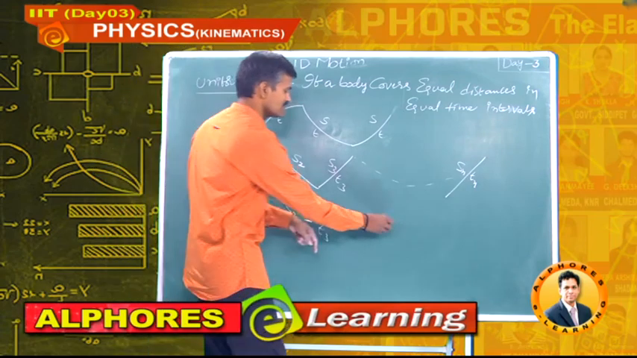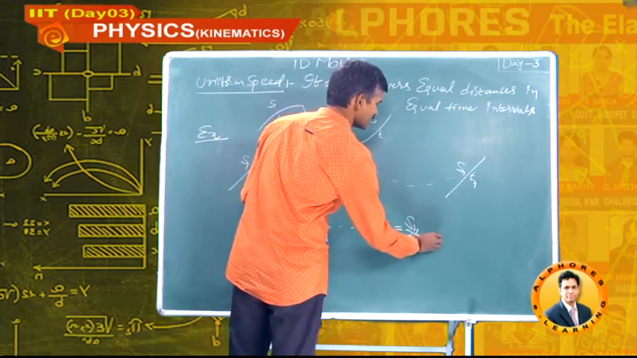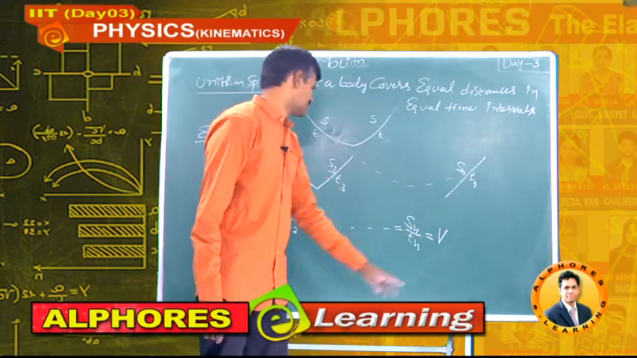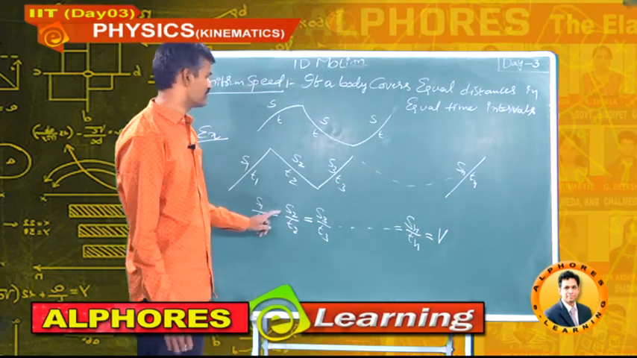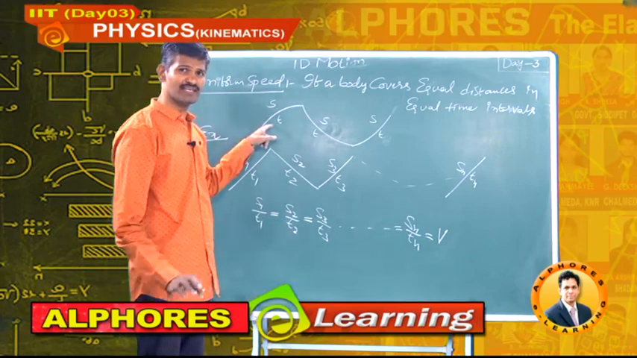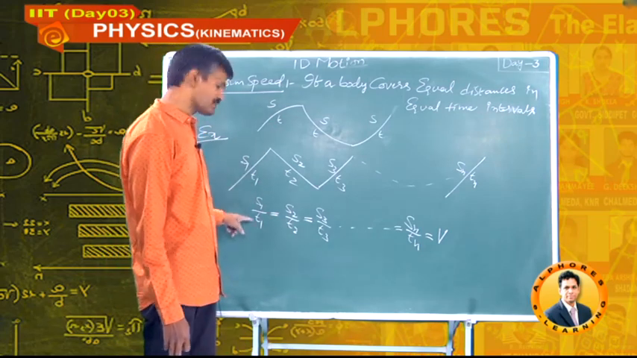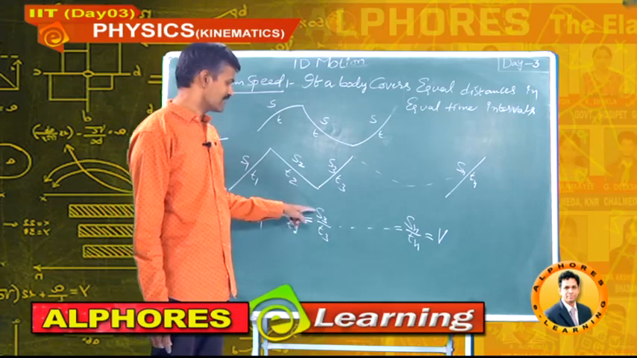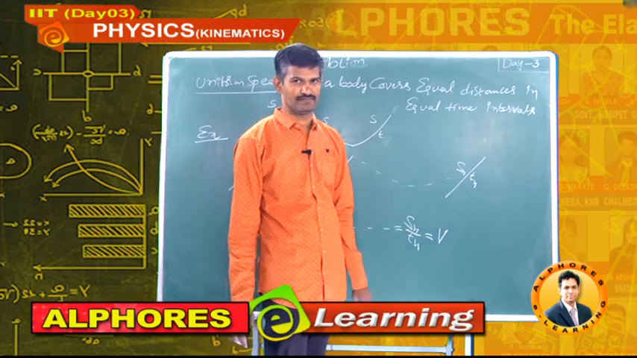And so on, this is equal to Sn by Tn, it is equal to some V. That V is known as a uniform speed. If intervals and the distances are equal, then nothing to worry. If they are different, then S1 by T1 must be equal to S2 by T2, that is equal to S3 by T3 and so on, equal to Sn by Tn.